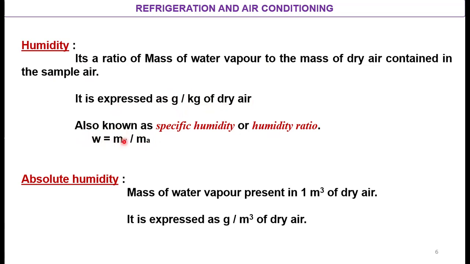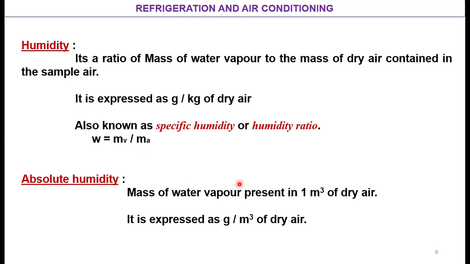So mv is the mass of water vapor. It is the ratio of mass of water vapor to the mass of dry air, mv divided by ma. That is the specific humidity or humidity ratio, and its unit is gram per kg of dry air or kilogram per kg of dry air. So that is the specific humidity.